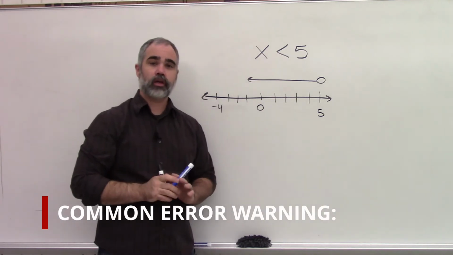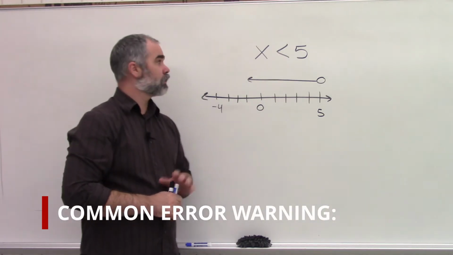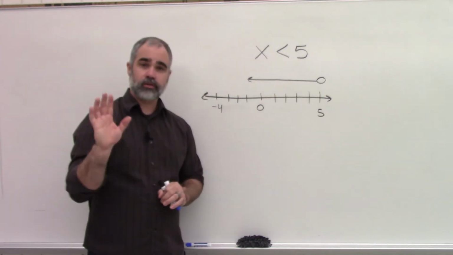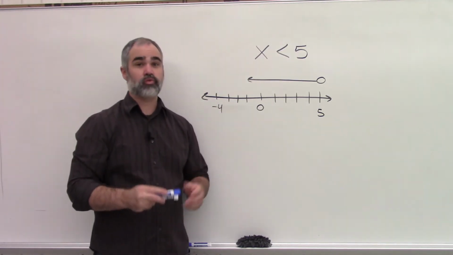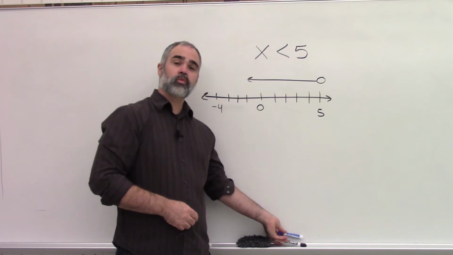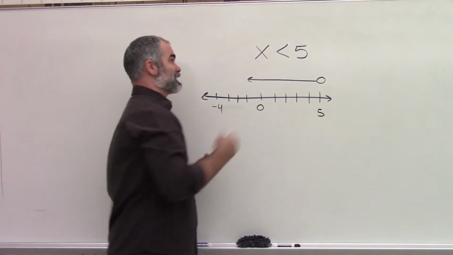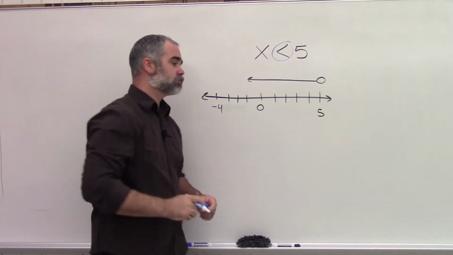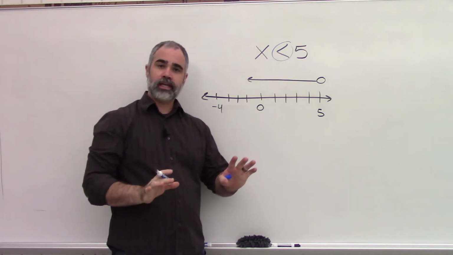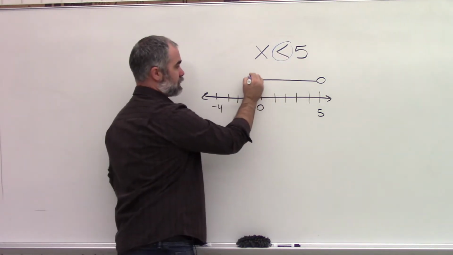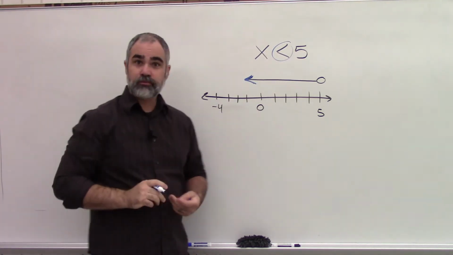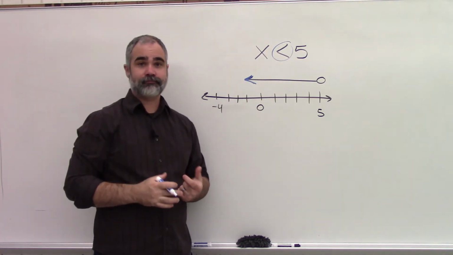I want to show you a quick common error here. If you are a teacher, I want you to pay close attention to this. Please stop teaching your students this, because it's wrong. Some teachers will teach their students that this is an arrow. You see the correlation here. This kind of looks like the same arrow that's right here. It seems to be going in the same direction.